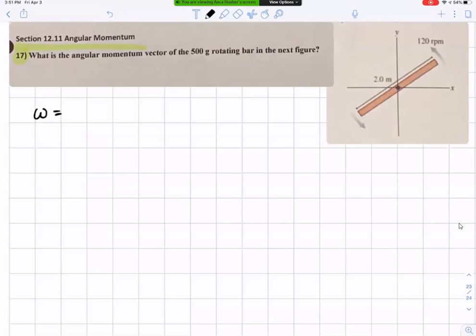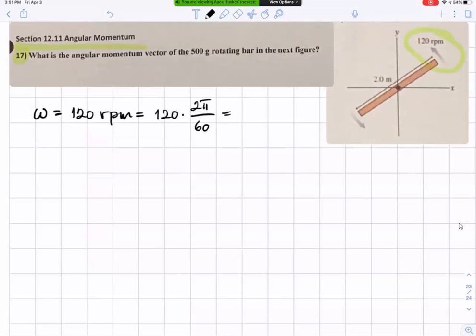So the angular velocity given in here in the picture is 120 RPM. Remember that every single time you have to work with it, you cannot leave it like that. You have to convert that in radians per second. So 120 RPM becomes, in order to convert that to radians per second, 2 pi over 60. That will convert automatically in radians per second. Why? Because one rotation is 2 pi and 1 minute is 60 seconds.